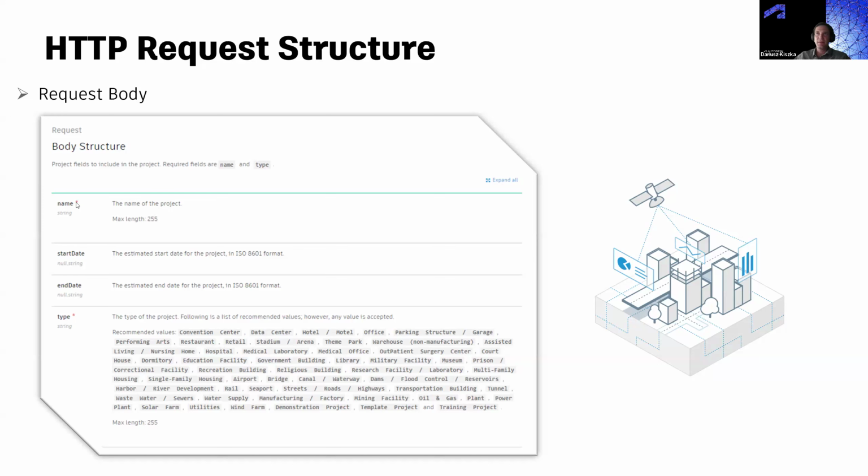Some of them will be marked with a red star as mandatory fields. So whenever I want to create a new project, I need to provide the project name, and I also need to specify what type of project I'm creating. And some other parameters will be optional. So I could specify the start date and the end date, but it is not required for the server to process my request.